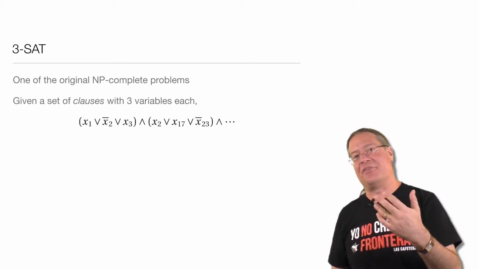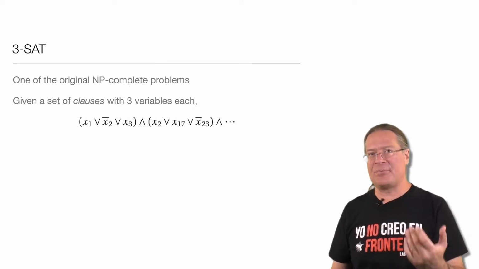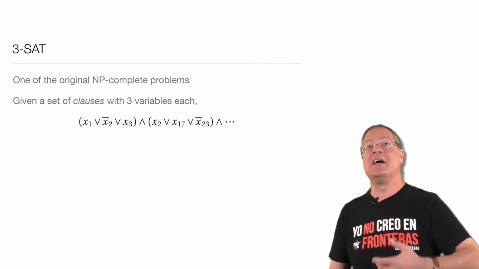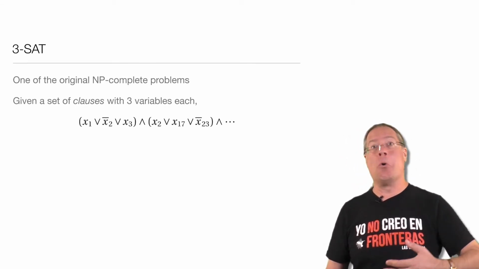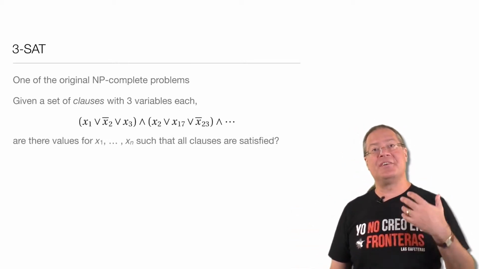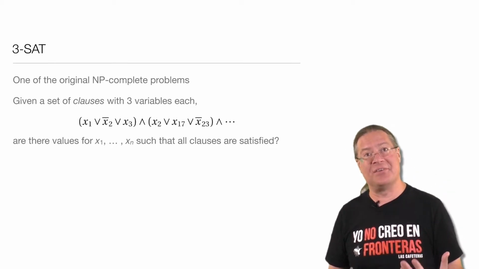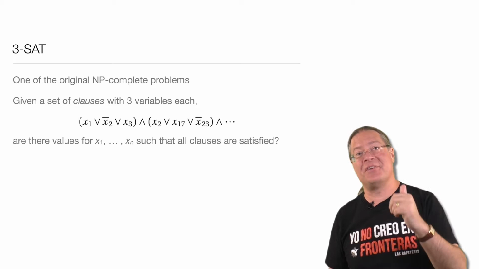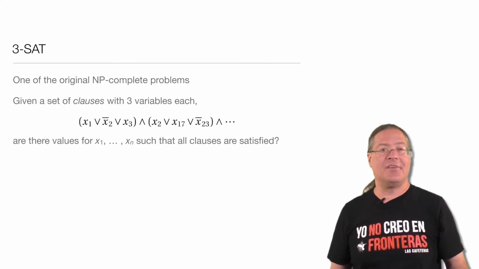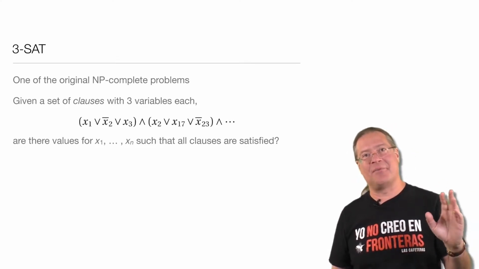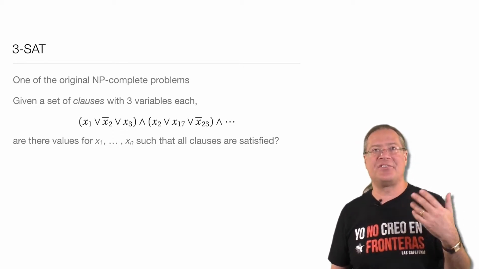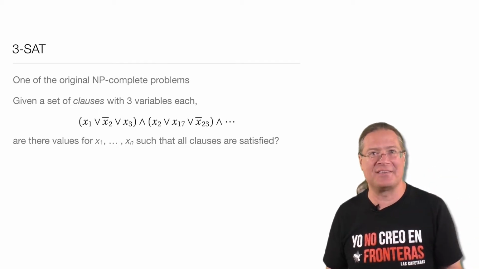So for instance, this formula demands that either x1 is true, or x2 is false, or x3 is true. And it also wants it to be the case that x2 is true, or x17 is true, or x23 is false. And it wants a bunch of other things too. And the question, the decision problem, the yes or no question, is there a way to set these variables, flip all these switches, so that the entire formula is happy and satisfied? Incidentally, we saw before that sometimes we want to think about clauses with 1 or 2 variables instead of 3. It's not too hard to pad things up so that they all have exactly 3.